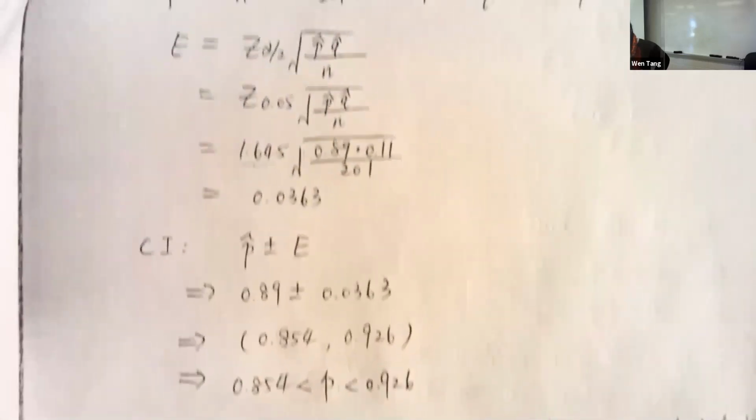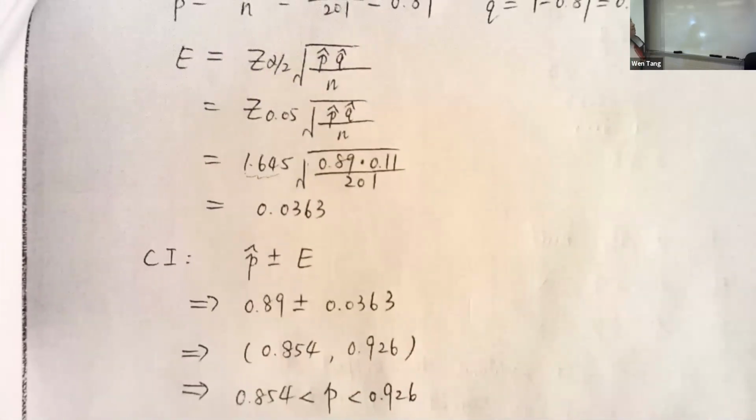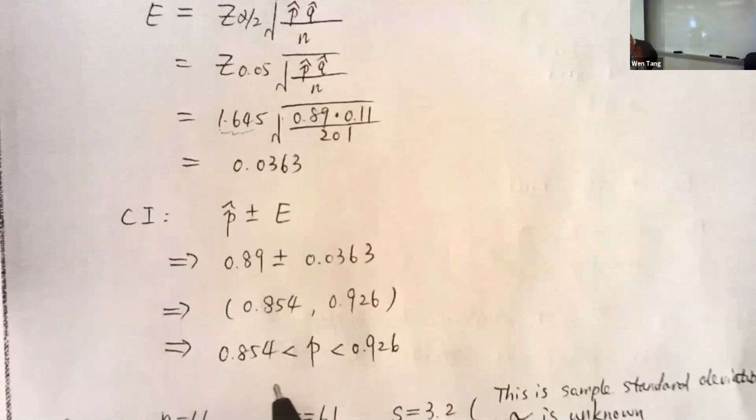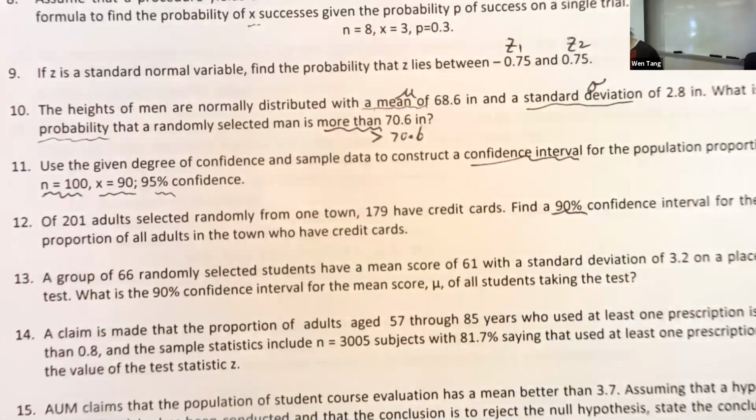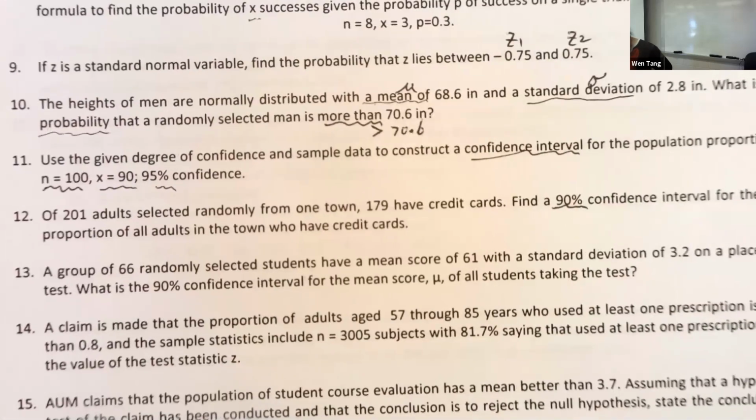So last step, we're going to write it in the correct formula. P hat plus minus margin of error. Keep 3 significant digits. That's our confidence interval. So next one.